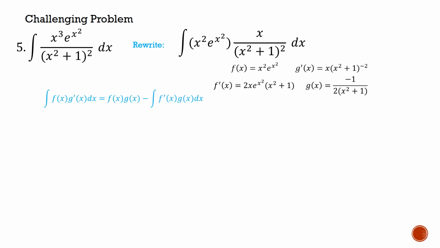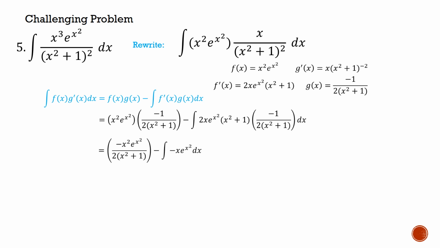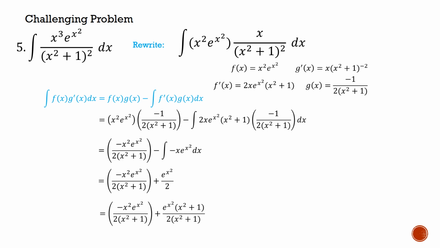Here's my formula. Write in my values. Multiply, simplify what's in the integral, and now find the antiderivative. I end up with e to the x squared over 2. Common denominator, distribute and simplify, and there is my antiderivative.